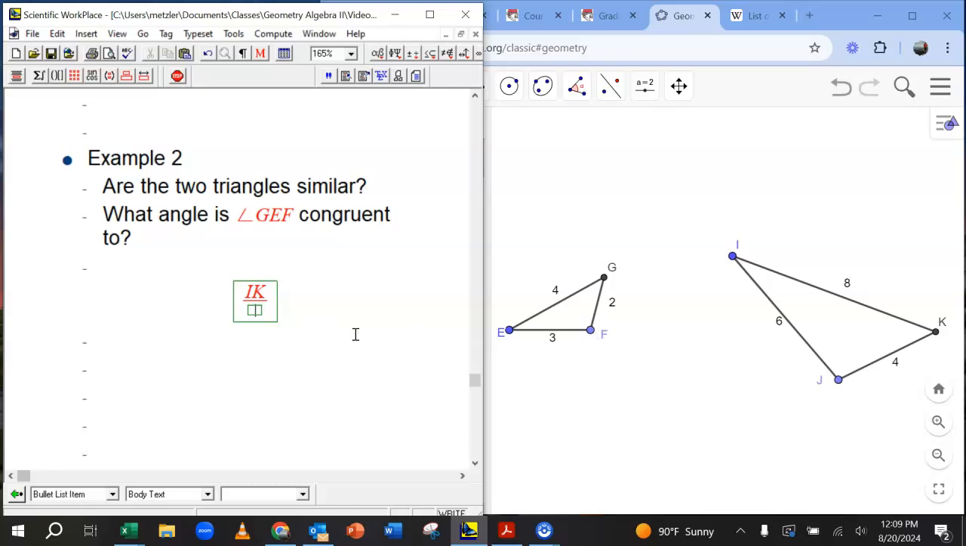So that's one thing you can do, is look at biggest, smallest, things like that. So IK over EG, well, I made that really easy. In general, it's going to be a little more complicated. That's 2. And then let's look at the other ones. How about the smallest with the smallest? JK over FG. That's 4 over 2, which is 2.